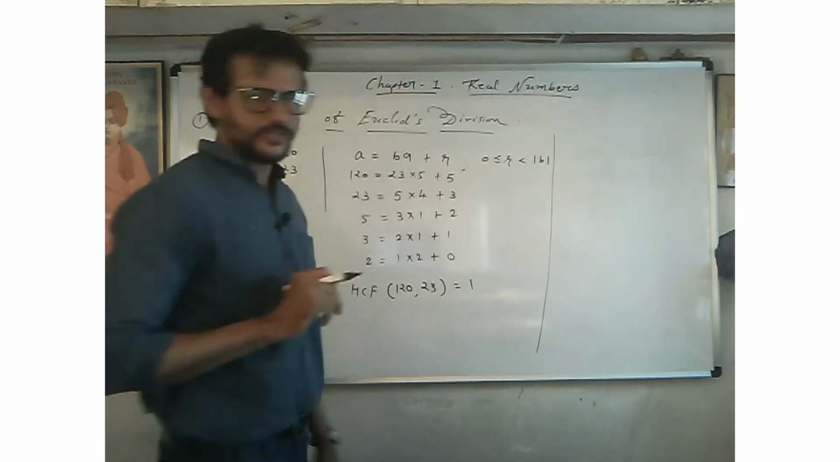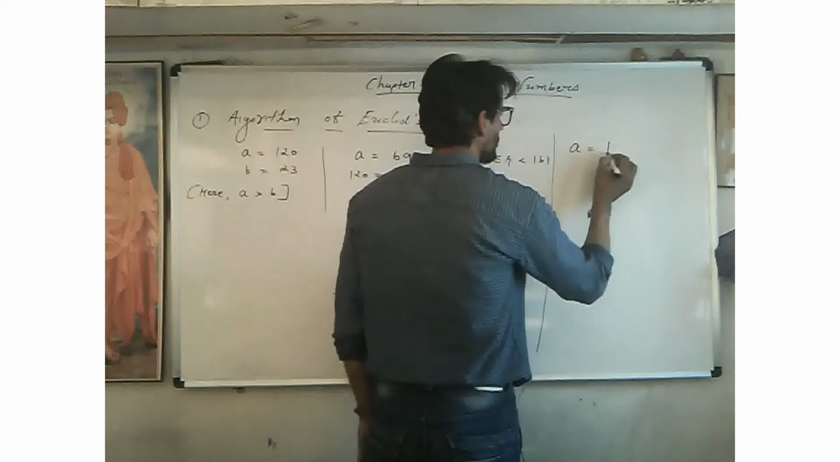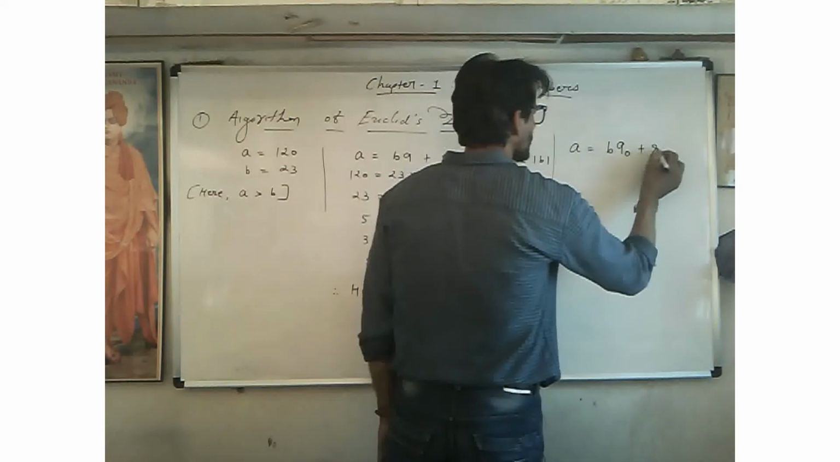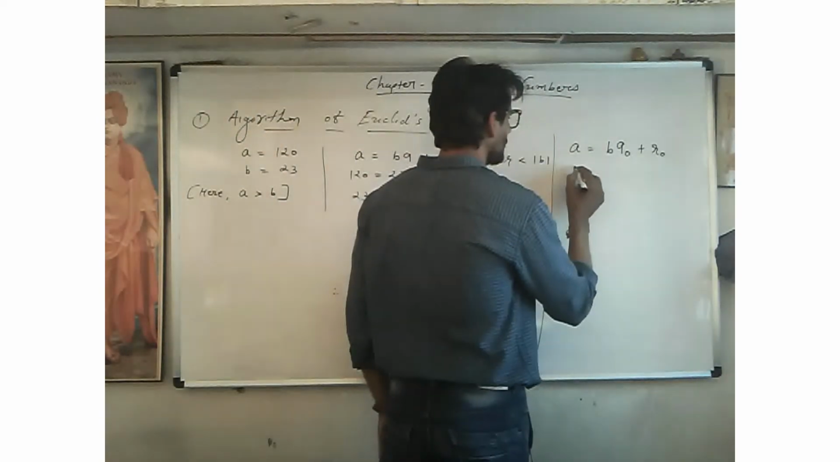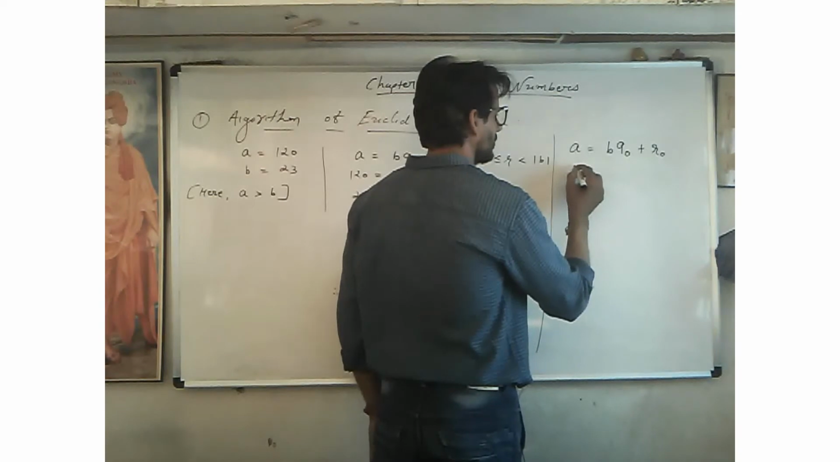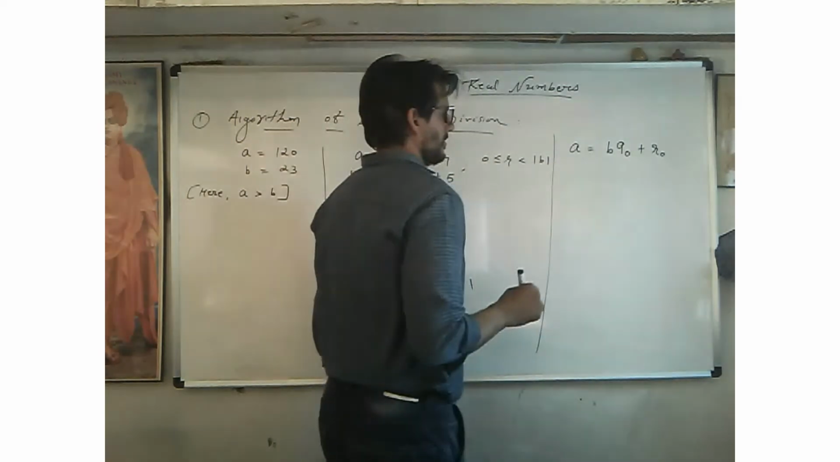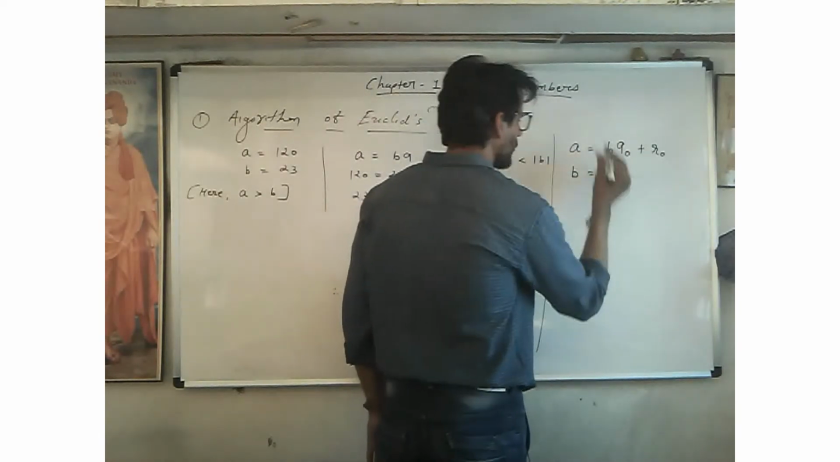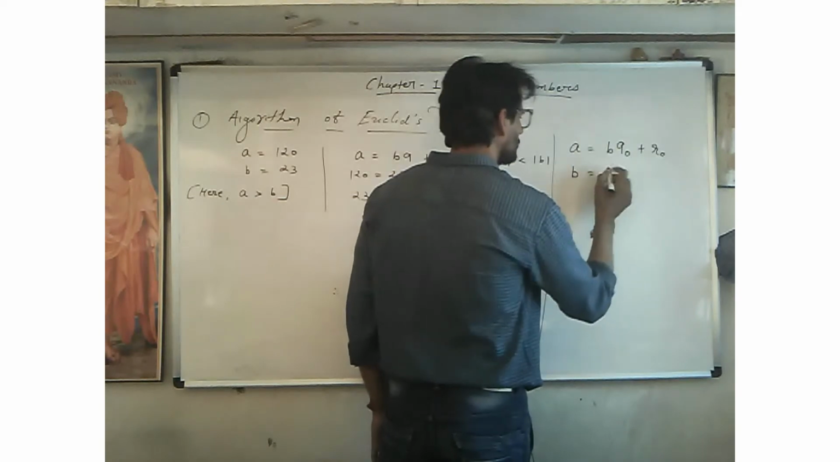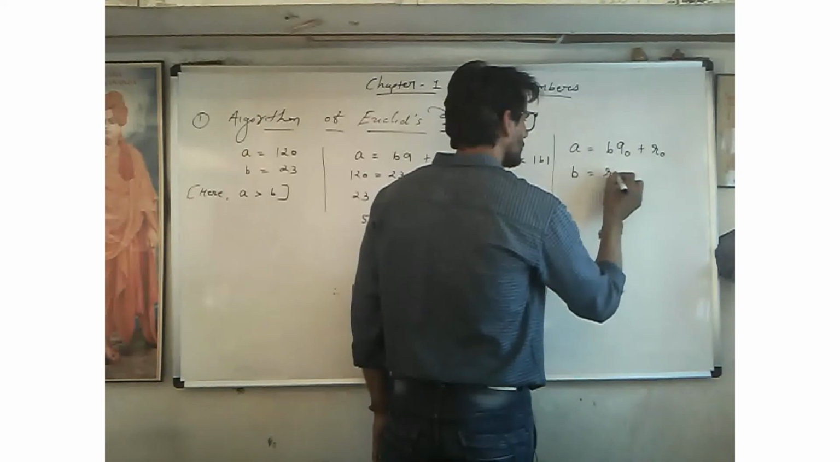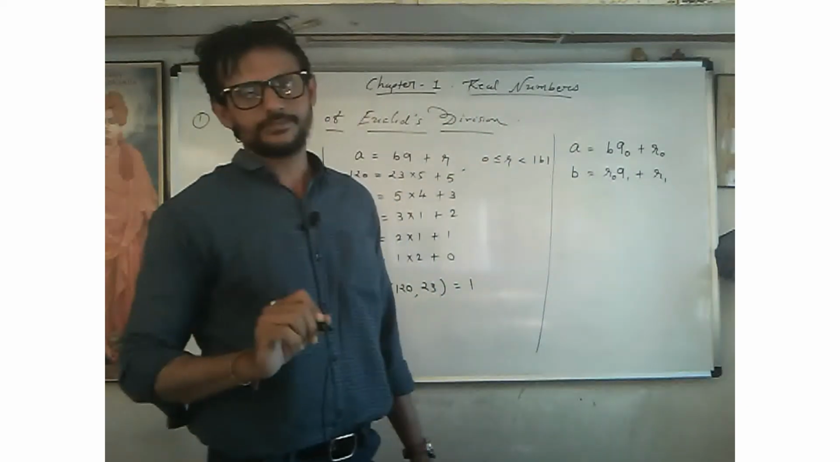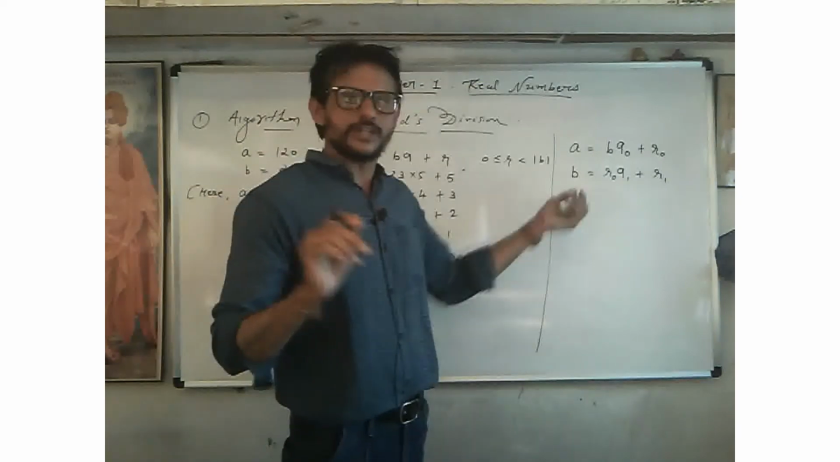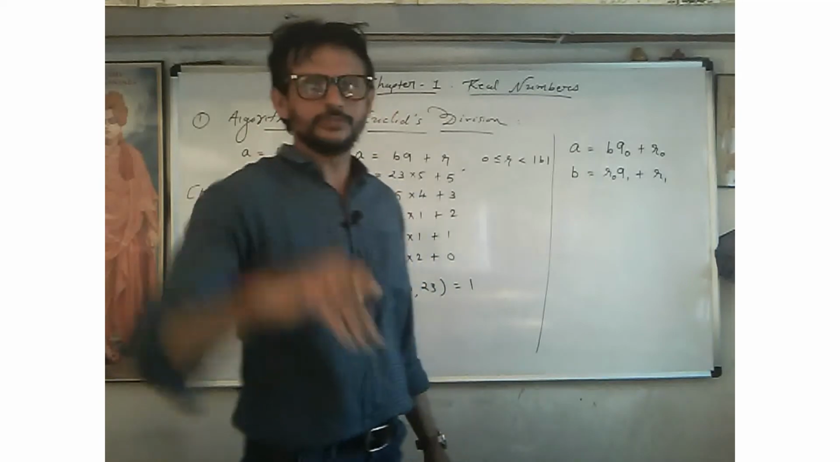Now listen. A is equal to B Q0 plus R0. This is your first step. Second step, B is equal to R0 Q1 plus R1. This is your second step. Sorry for being a little late to write here. This is my own method to explain to you.